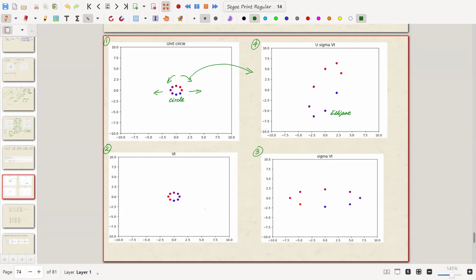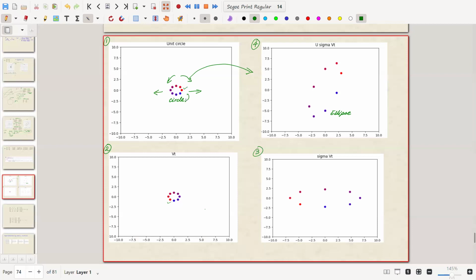So observe that it has been stretched, first of all, and it has definitely been rotated. To understand how we transform from 1 to 4, follow my steps. First, we go from 1 to 2. From 1 to 2, what has happened? It is not the same circle, right? It has been rotated. See the red point. It was here, but now the red point is here. So it has been rotated.